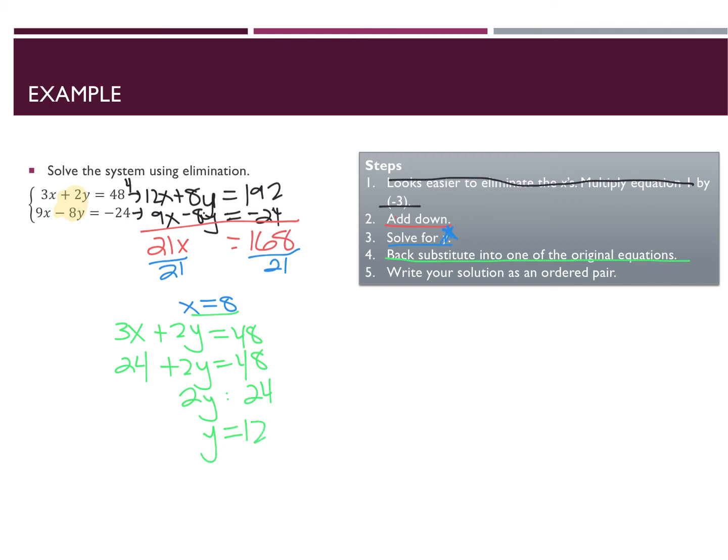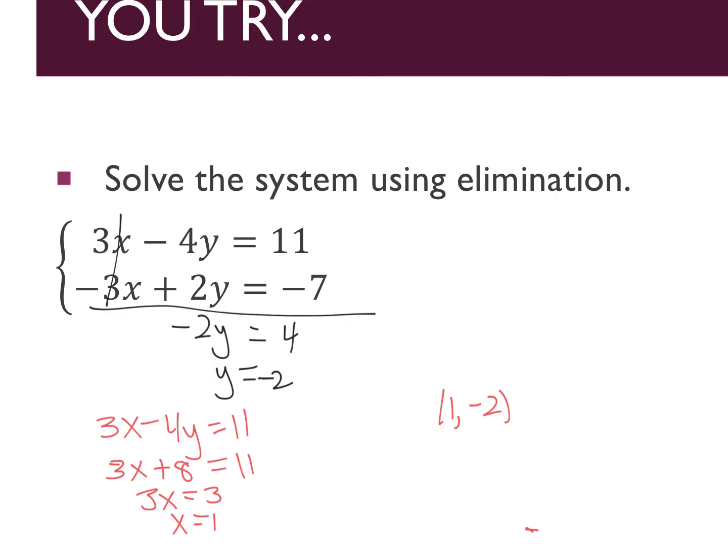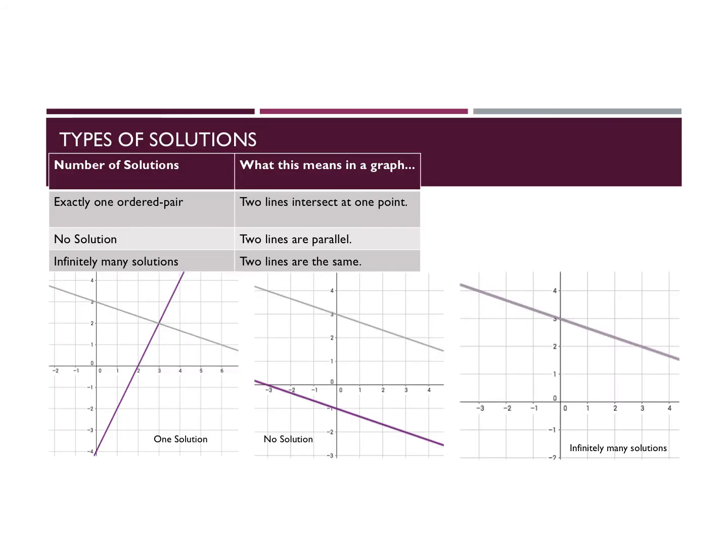The last thing for us to do is to write our solution as an ordered pair. So if x is 8, we'll start with 8, and then 12. The end. Take a minute and try this example. So hopefully for this example, you found your solution to be (1, -2).